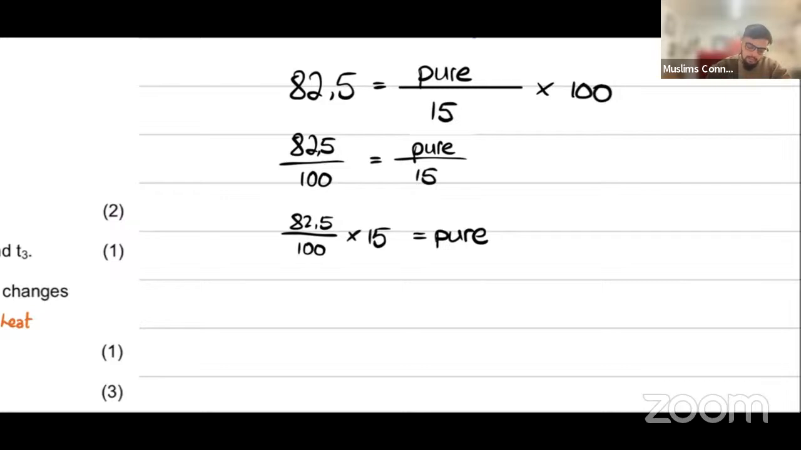Here, I get the pure mass as 12.375 grams. Okay, so do you see that's the actual amount of CaCO3 that's used. So now we can use the equation, we can use molar ratio and stuff like that.